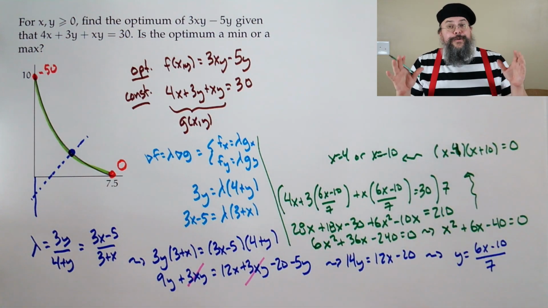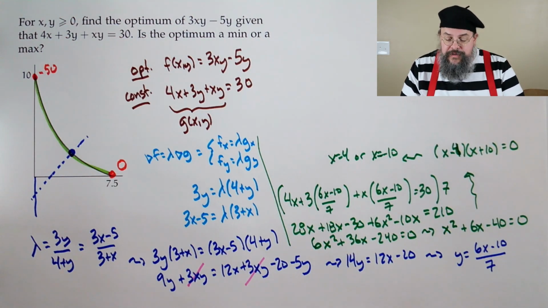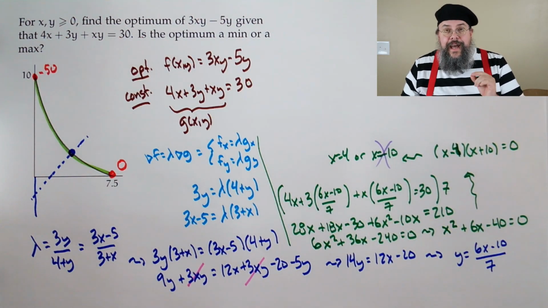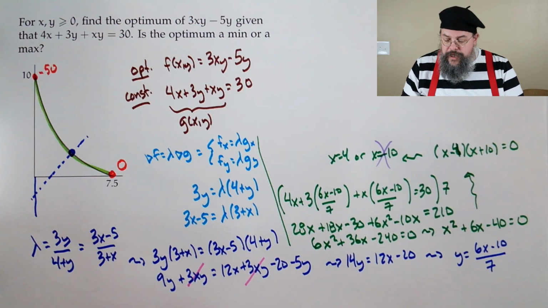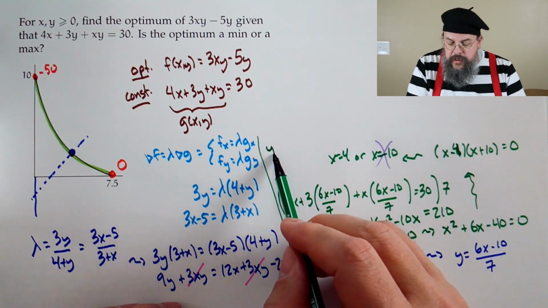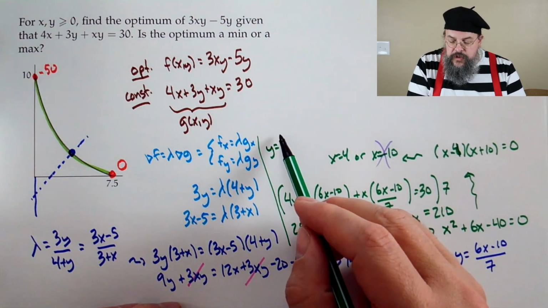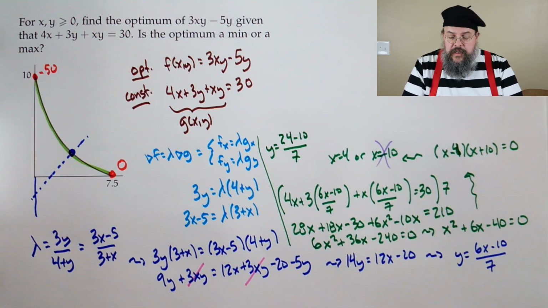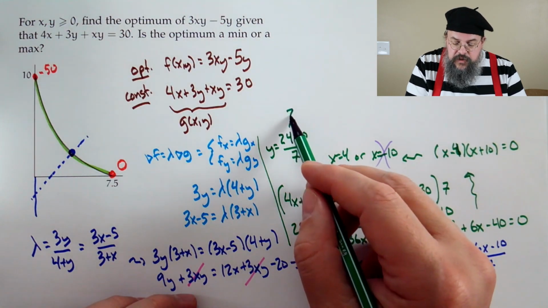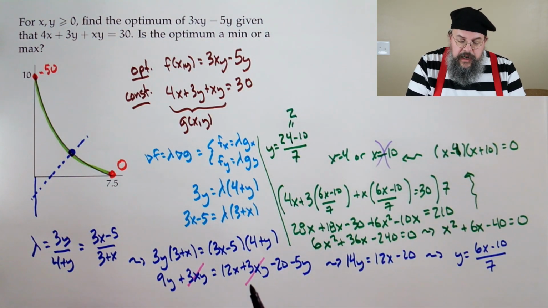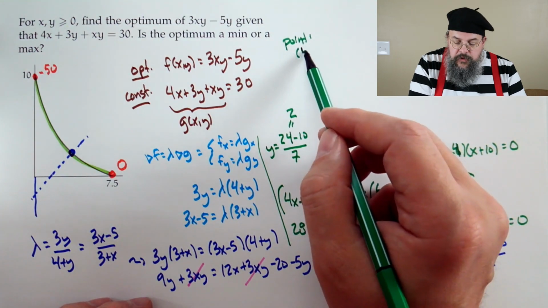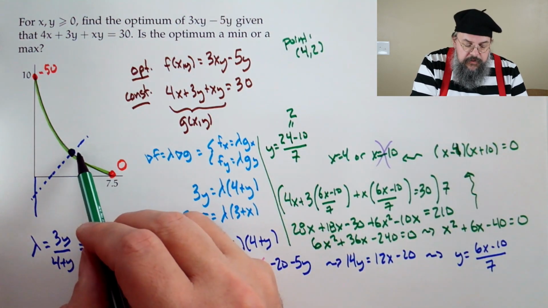But wait a second. At the very beginning, it said, look, x is positive, greater than or equal to 0. That one's gone. So we know the x coordinate is 4. All right, what's the y coordinate? Well, now we plug it back in. So y would be 6 times 4, which is 24, minus 10 over 7. Okay, 24 minus 10 is 14. Divide that by 7 gets us to 2. So our point is at x equals 4, y equals 2. Okay, so there we go, 4, 2.